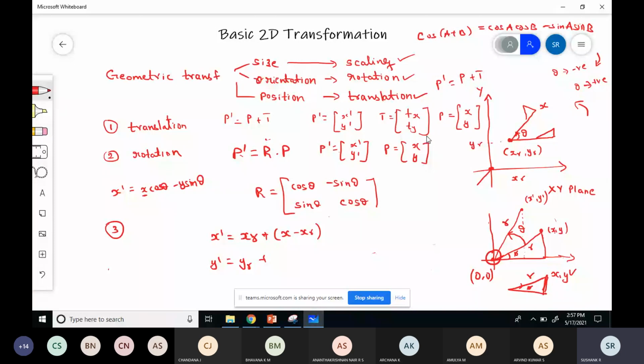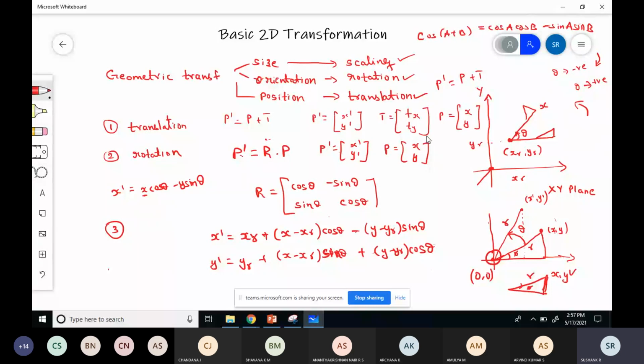Now X will become X minus XR, times cos theta, minus Y minus YR times sin theta. Again, plus X minus XR times sin theta, and Y minus YR times cos theta. That's all. So I've derived the equation for the origin.